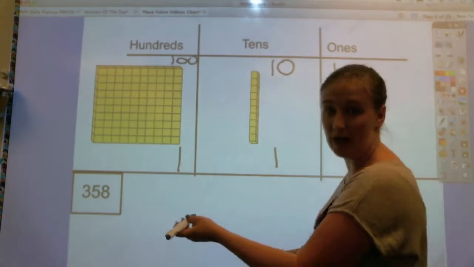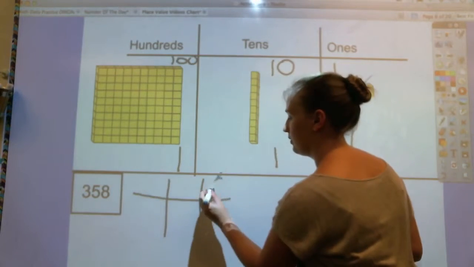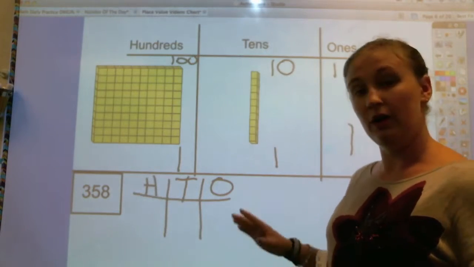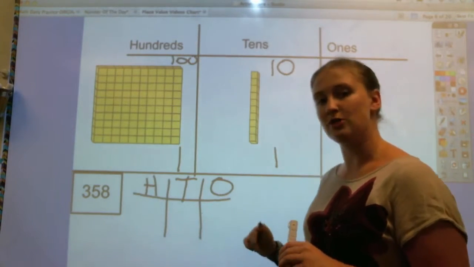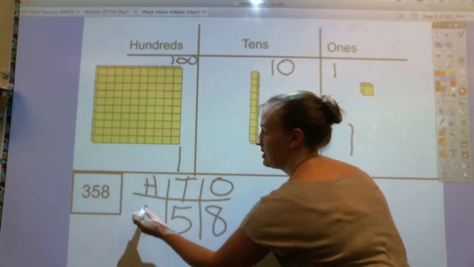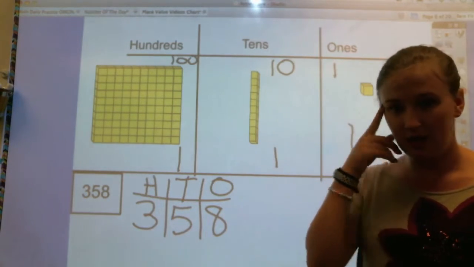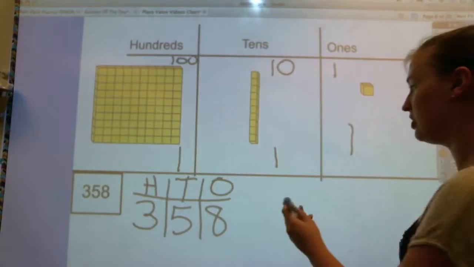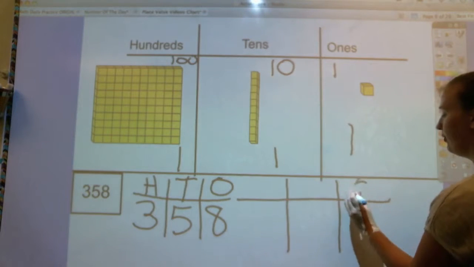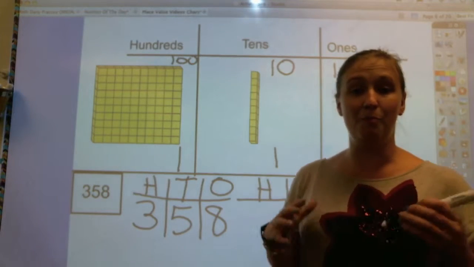Now let's try number 358. So I'm going to build my place value chart and sort my number. This was all done in the first video, so I'm just going to quickly do it. 8 ones, 5 tens, 3 hundreds. Well, I can use that same idea to help me draw these pictures. So I'm going to draw another place value chart, ones, tens, and hundreds. But now I'm going to build a model.